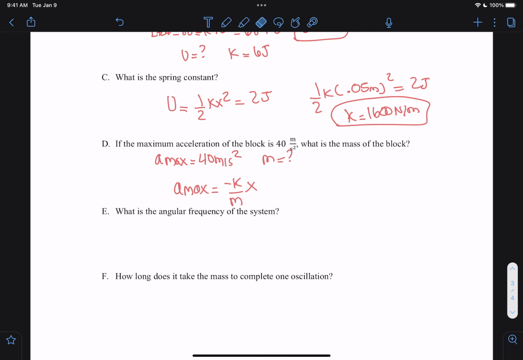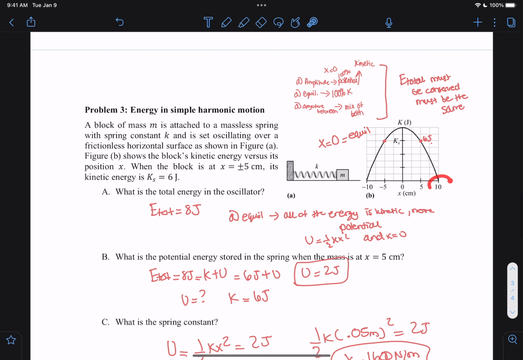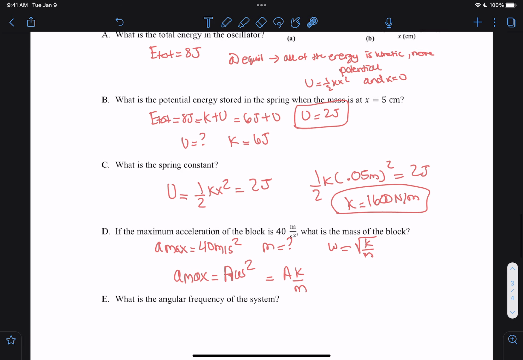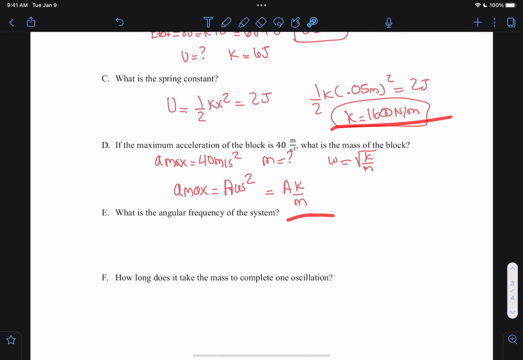So yeah, that's right. And let me actually derive how we get to the K over M times X part. We know that A max is equal to A omega squared, at least from the slides, right? So it's the amplitude times omega squared. Omega is equal to root K over M. If we square a square root, we just get whatever is inside the square root. So A times K over M in that case. So we can just use A, the amplitude of 10 centimeters, or 0.1 meters, and then multiply by our spring constant and divide by the mass.